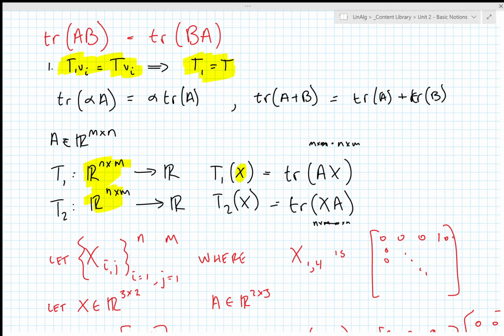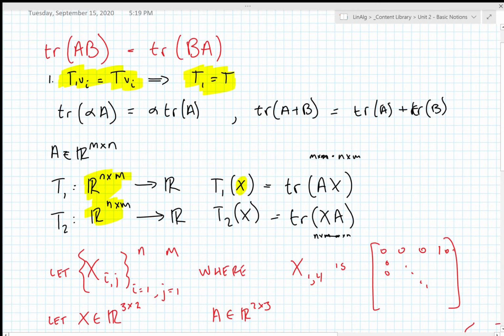Now here's the thing. Remember my input matrices are n by m. So when you right multiply A by X, you're doing an m by n, because that's what A is, times an n by m. Those n's are going to cancel, and you're going to be left with an m by m square matrix that you can take the trace of.